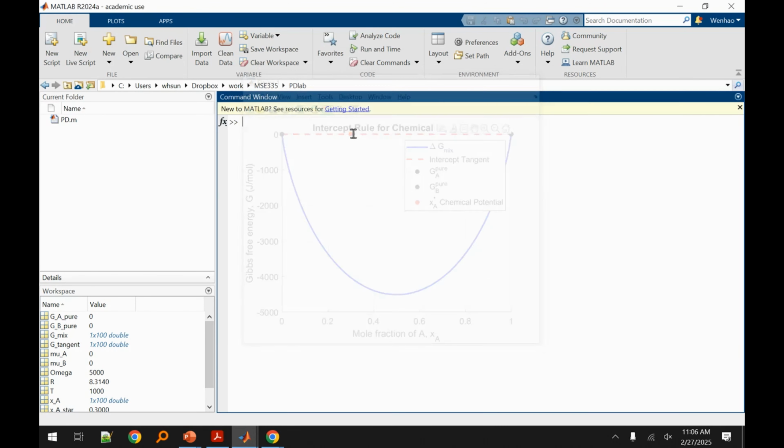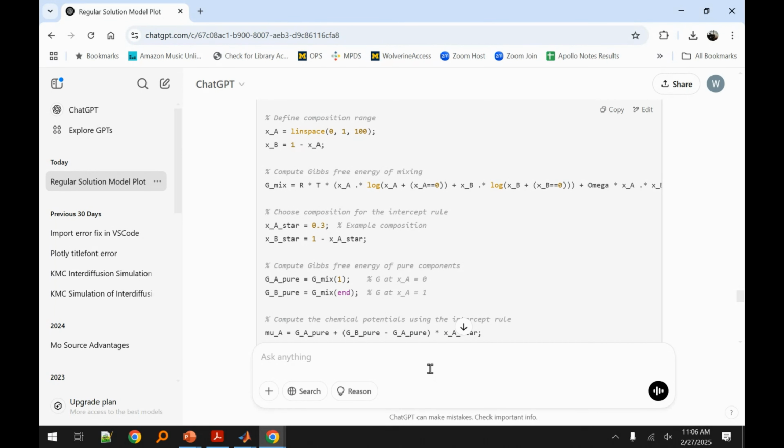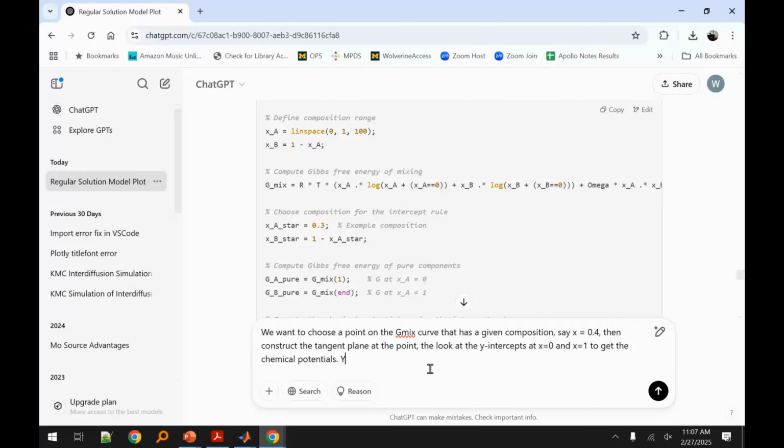So once again, it produces the wrong answer. And so I'm just going to say, okay, then you can start to be rude with it. No, I'm just kidding. We want to choose a point on the G mix curve that has a given composition, say x equals 0.4, then construct the tangent plane at that point, then look at the y-intercepts at x equals 0 and x equals 1 to get the chemical potentials. You are not doing it correctly because you are not assessing the G mix at the composition.